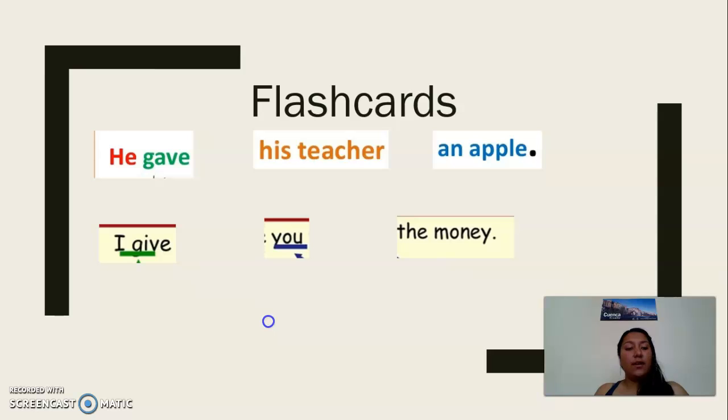The next example is, I give you the money. The question is, what did I give you? And the answer is the money. So the money is the direct object.